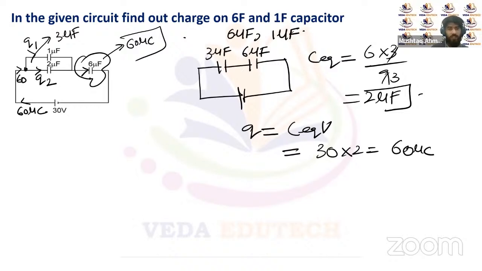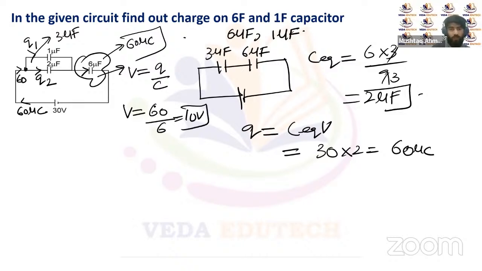Now, if this is the charge on this capacitor of capacitance 6 microfarad, then the potential on this will be Q upon C, right? Q is 60 upon C is 6, so it has to be 10 volts. So the potential on this will be 10 volts. The remaining potential will be 20 volts, that will be across these two capacitors. So the potential across 1 microfarad will be 20 volts, right?